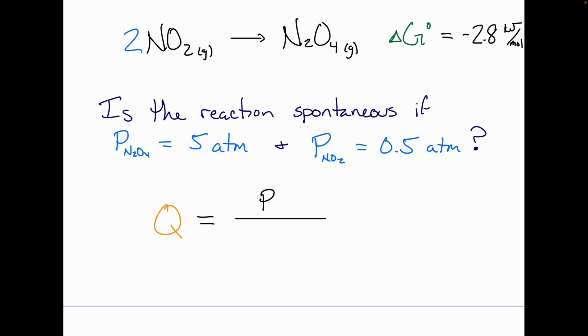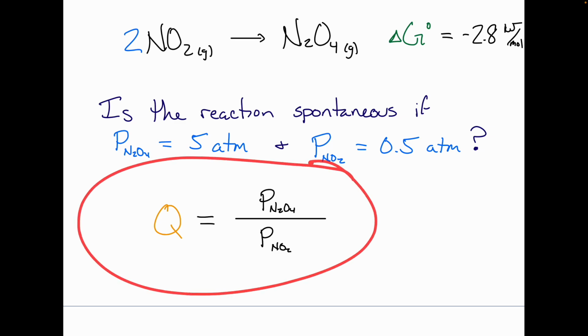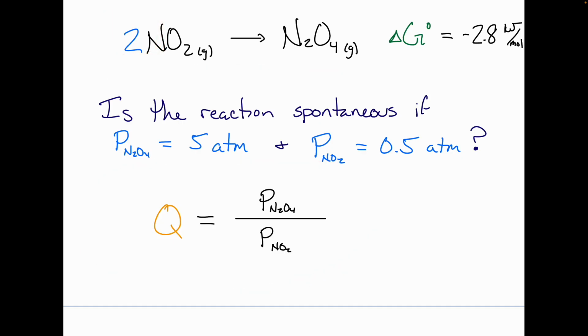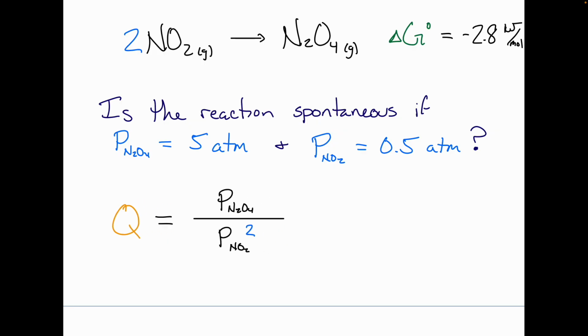Right, my product is that N2O4, my reactant is that nitrogen dioxide, and I'm also going to have to remember to do what? Why is this wrong? We're not quite done yet. Products over reactants, but what's the other thing I got to remember to do for my balanced chemical equation? Exponent, right? My coefficients become exponents. So I got to square that pressure of my reactant.